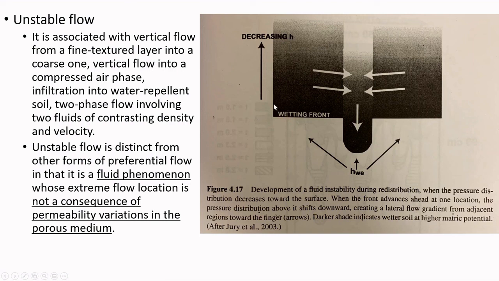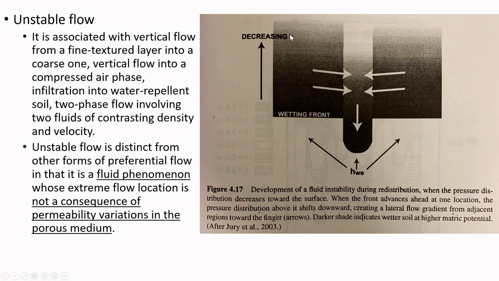Okay, so what you can assume from here is that here it has more water content, here you have a lower water content. So let's try to understand this. When the front advances ahead at one location, let's say all of these are initially at the same level, and one part of the front moves down, so the front advances ahead of one location, the pressure distribution above it shifts.